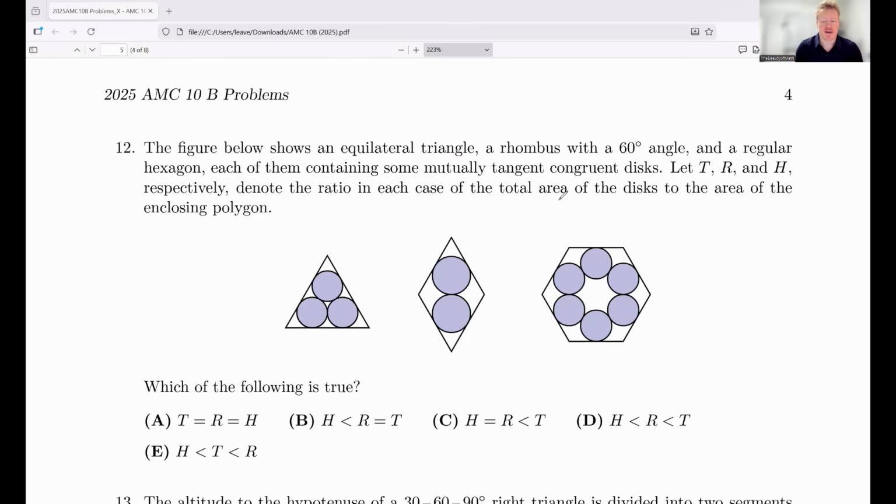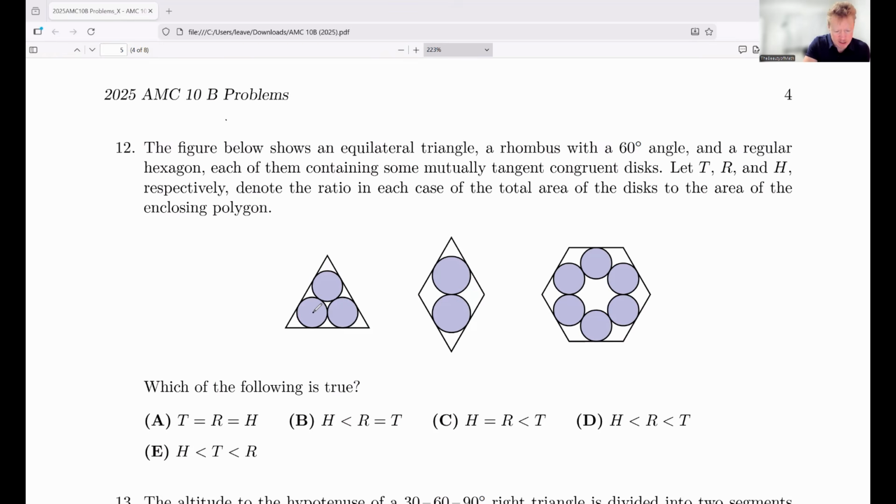Okay, so I didn't want to try and draw this one on the whiteboard because of the hexagon. So I'm going to go ahead and do this problem here, number 12, on my laptop touchscreen. So the first thing is, what is the size of my pen? Too big. Okay, the figure shows an equilateral triangle, a rhombus with a 60-degree angle and a regular hexagon, each of them containing some mutually tangent congruent discs. Let T, R, and H respectively denote the ratio in each case of the total area of the discs to the total area of the enclosed polygon.